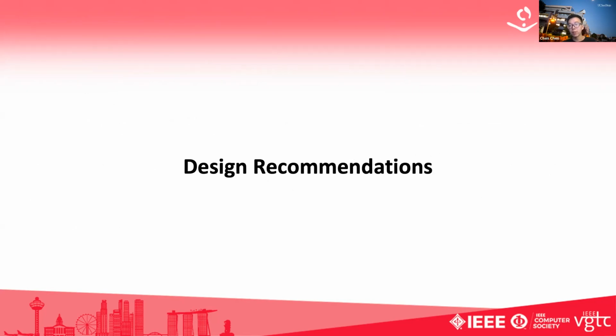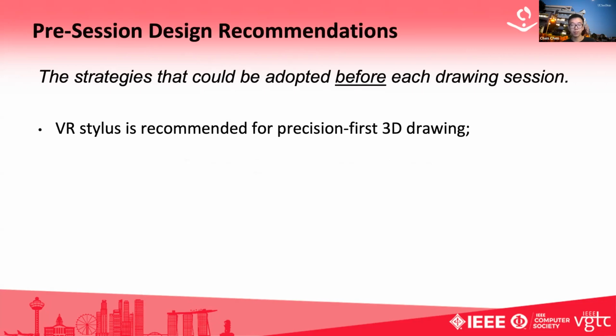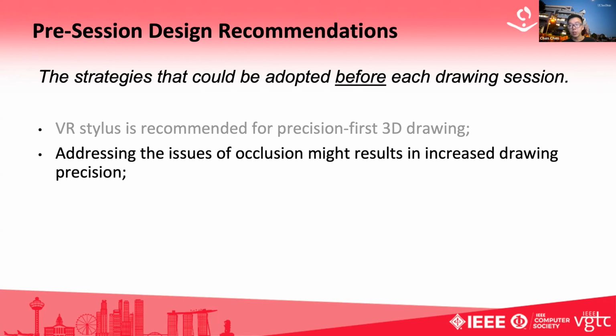Through our quantitative and qualitative findings, we generate our design recommendations in terms of two aspects. The first type of recommendation focuses on the pre-session design stage, which refers to strategies that could be adopted before each drawing session. For example, designers could use a VR pen as a tool for precision-first 3D drawing. And the issue of occlusion might be one of the key aspects for increasing drawing accuracy.